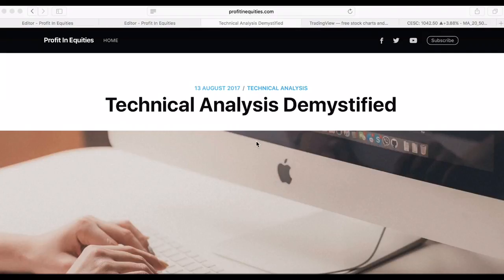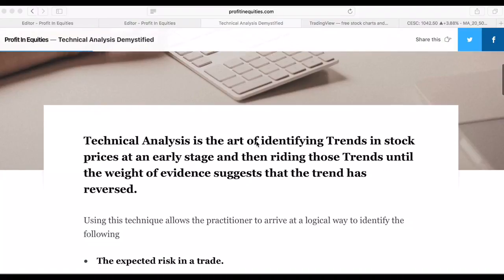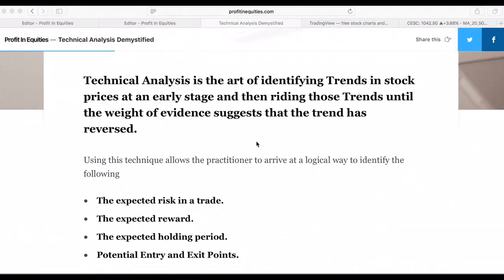So friends, we already have an article towards this on our website profitinequities.com, and I'm going to refer to one of the stories which we had published there, where we had talked about what basically are the limitations and strengths of technical analysis. So friends, let me just get started. So here, what we are going to be discussing today is technical analysis. Now, what is technical analysis?